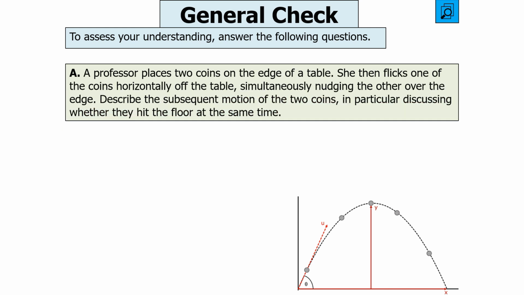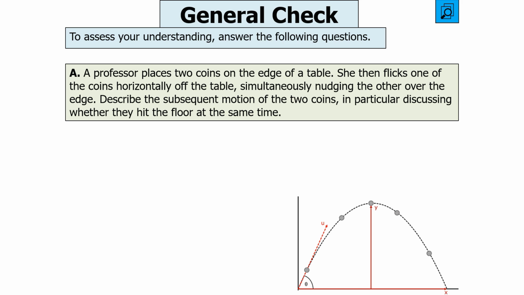A professor places two coins on the edge of a table. She then flicks one of the coins horizontally off the table, simultaneously nudging the other one over the edge. Describe the subsequent motion of the two coins, in particular discussing whether they hit the floor at the same time. So pause the video now, then unpause the video when you want to go through your answer.